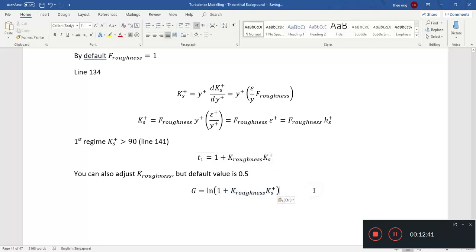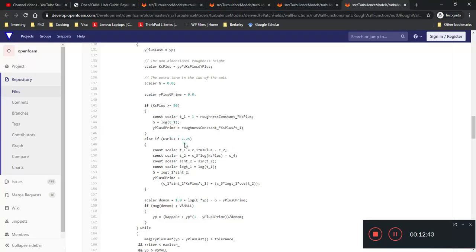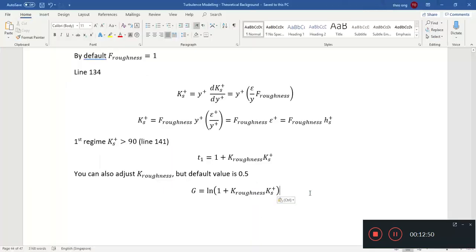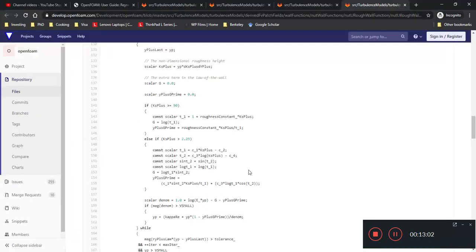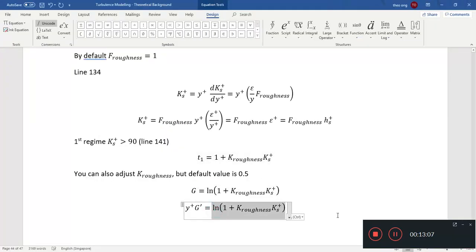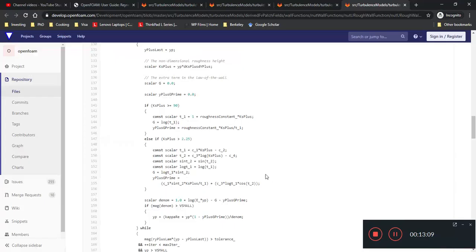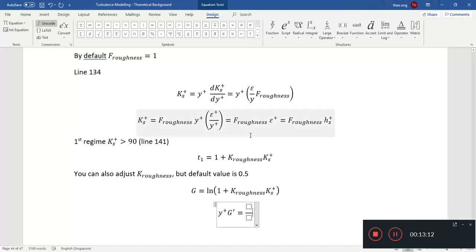Ln of this whole thing here. And y plus G prime equals the roughness constant times ks plus, divided by T1. Okay, we'll just write that down. Y plus G prime equals this whole thing here: roughness constant times ks plus, and then you divide it by T1.